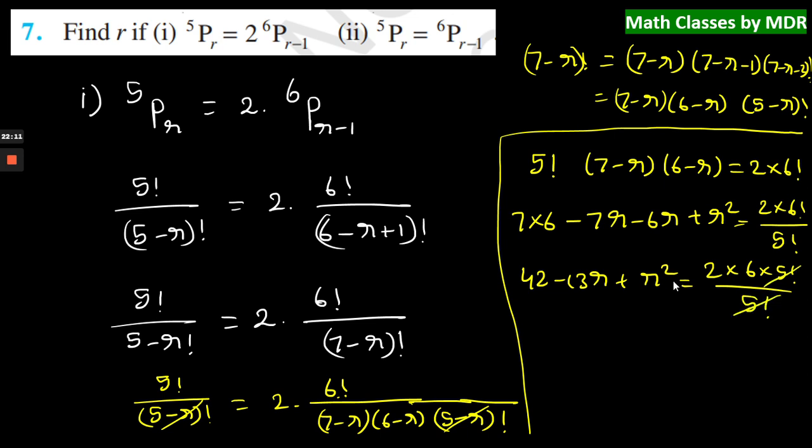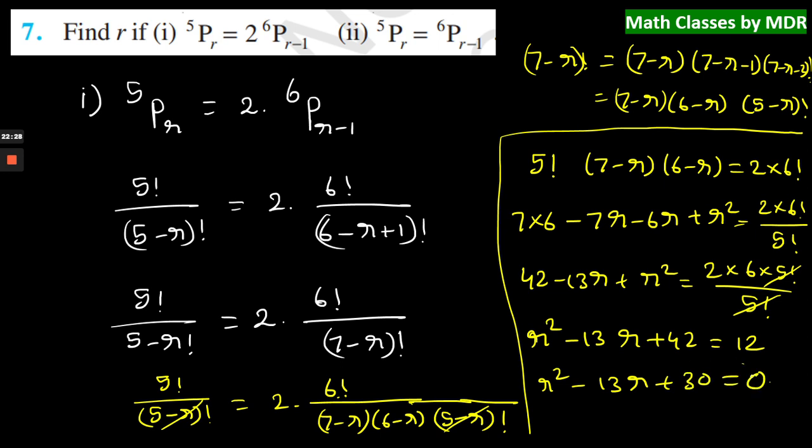This gets cancelled, right? So now we'll have r square minus 13r plus 42 is equal to 12. You can take 12 to the left hand side, so that r square minus 13r plus 42 minus 12, that will be 30, is equal to 0. Right? You can subtract 12 on both sides, in other words. Now, in order to solve this problem, we have to simplify it, or factorize it. It's a quadratic function, a quadratic equation.